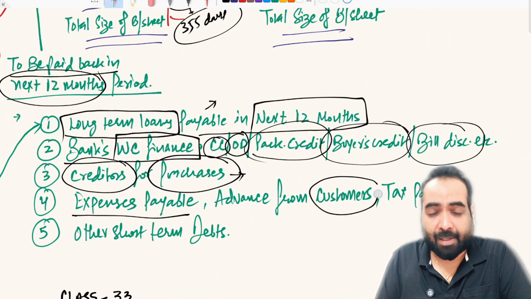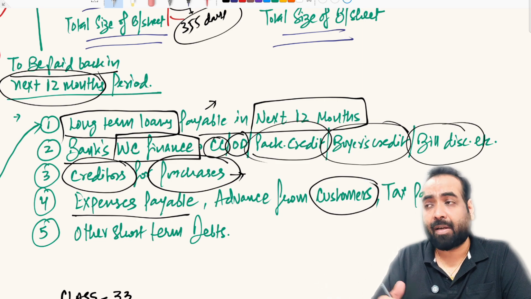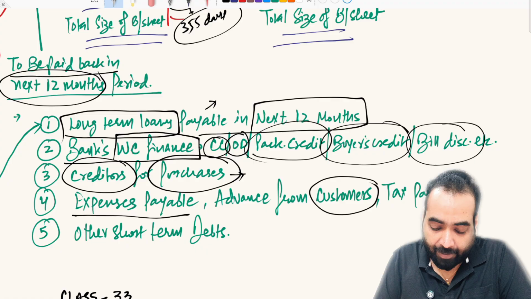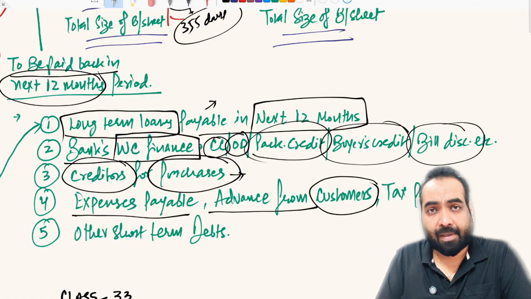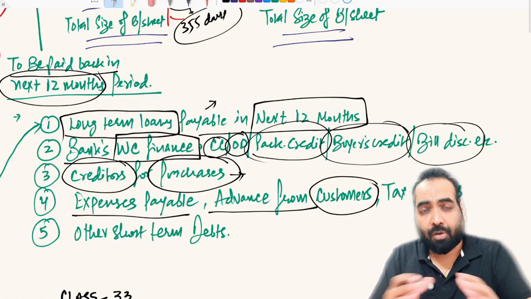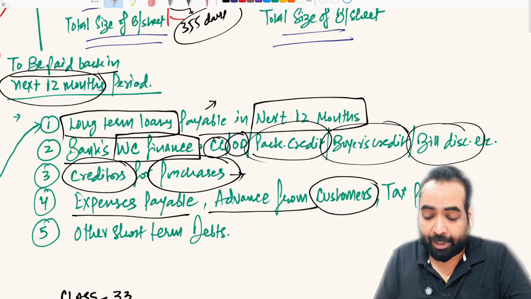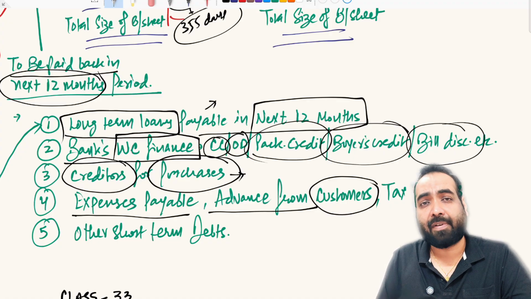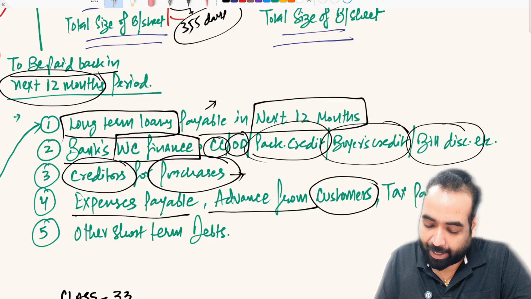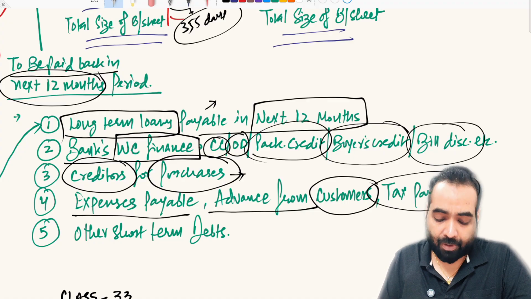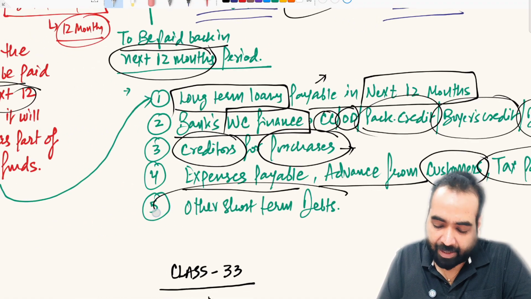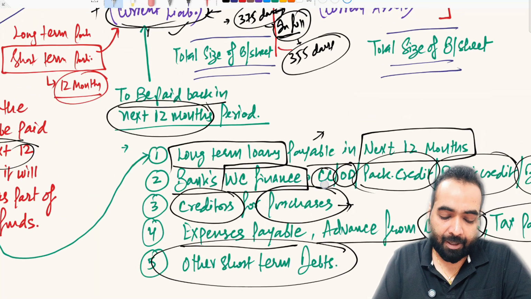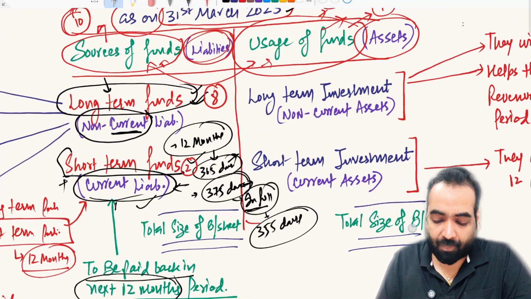You have taken any advance from the customer by committing that I will supply you the goods in the next 30 days, 60 days, 90 days for this advance, right? So these advances are also usually knocked off within a period of 12 months. You need to supply the goods to them within these 12 months. So these are also classified as short term finance in the balance sheet, and any tax liability is also classified as short term finance, and any other short term debt if you have taken, then it shall also come under the short term finance head in the liability section, right?